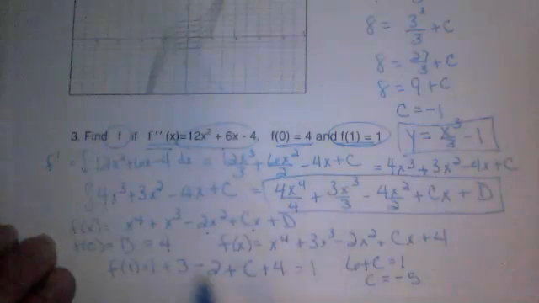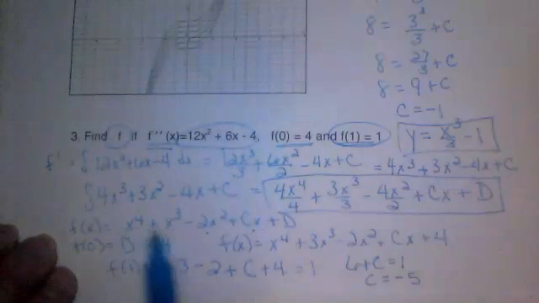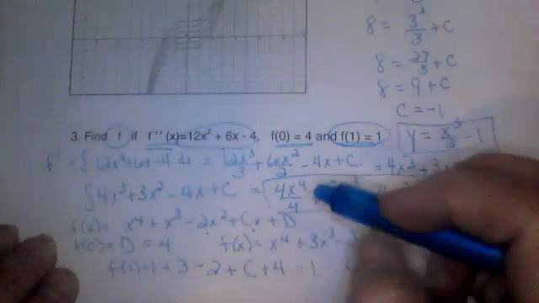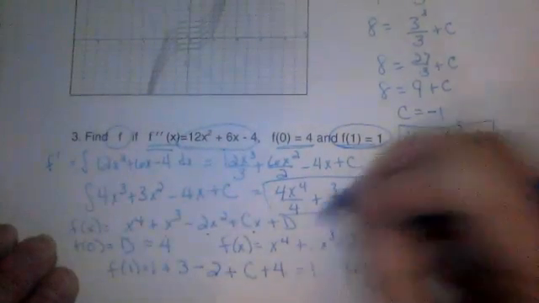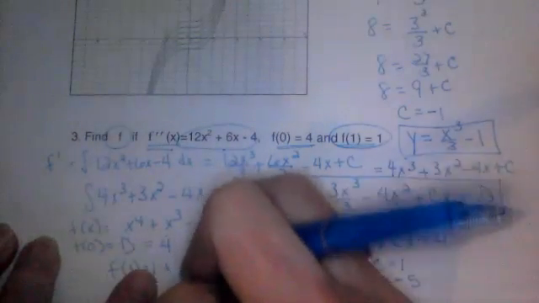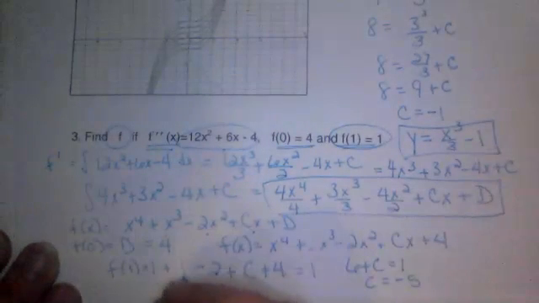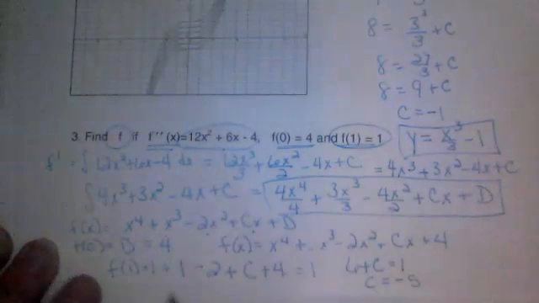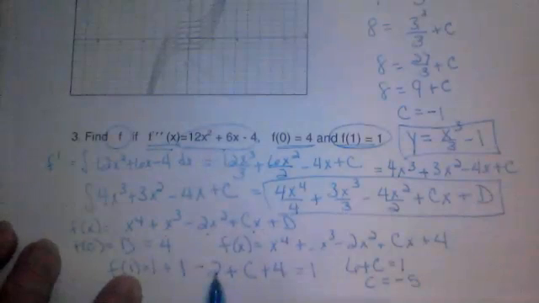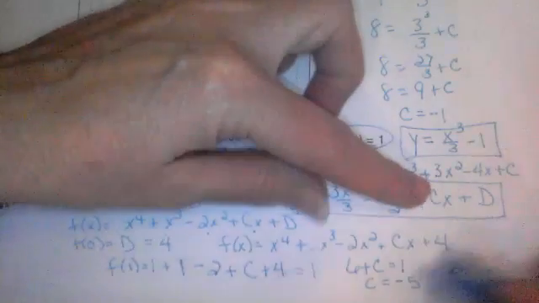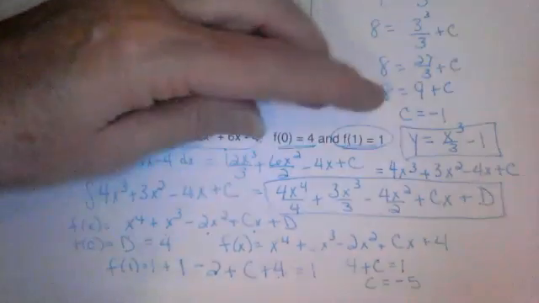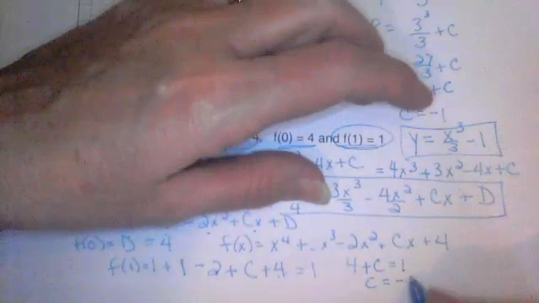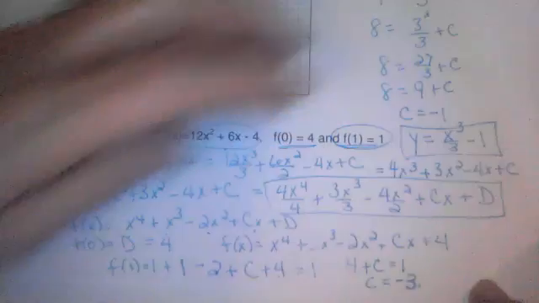Let's make sure we got all that right. Oh my goodness, mistake here. We have x to the third, and I wrote 3x to the third. All right, so if I take that 3 away, that 3 would make this a 1. What does that now add up to be? That'd be 2 minus 2 is 0 plus 4. So 4 plus c is 1. C is now negative 3.